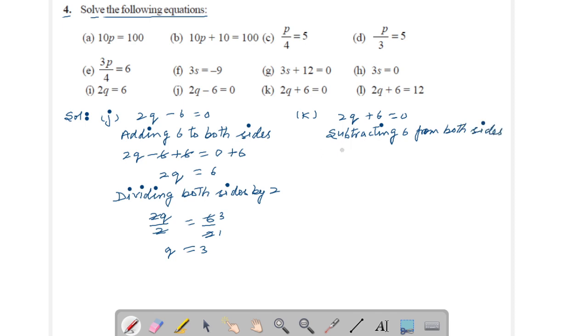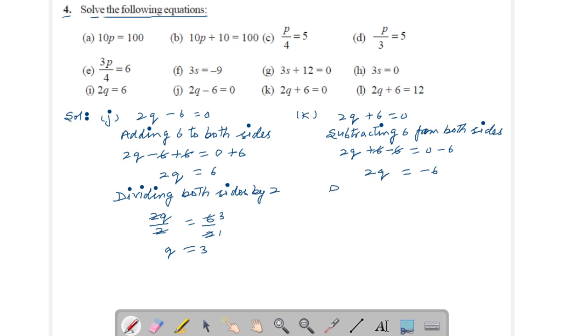What will you get? 2q plus 6 minus 6 equal to 0 minus 6. Here 6 and minus 6 will be cancelled. What is left? 2q equal to 0 minus 6. Here again you have to remove this 2 from q. We remove this by dividing it by 2.